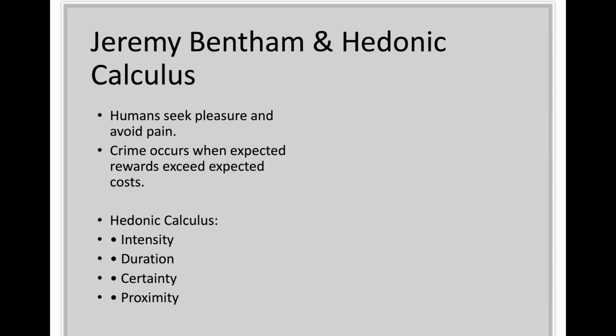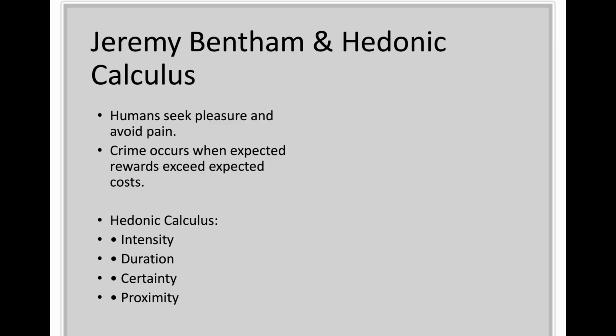So now we're looking at Jeremy Bentham and hedonic calculus. Bentham further developed the rational choice foundation of classical criminology. Bentham is associated with utilitarianism, especially the idea that human beings seek pleasure and avoid pain. In simple terms, people act in ways they believe will maximize happiness or utility. And this is where we get the idea of hedonic calculus.